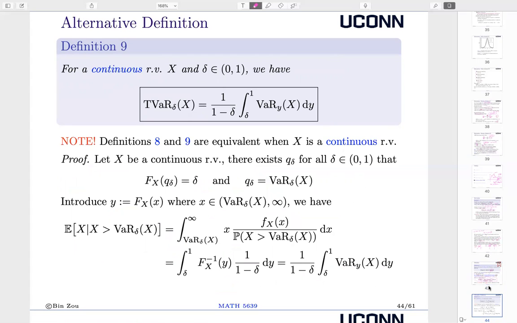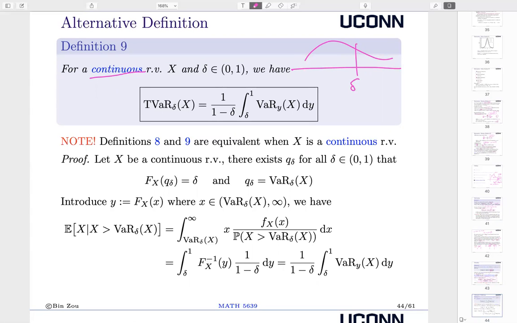Definition 9 is actually more meaningful, okay? And it's likely the one we often use to calculate TVaR. Here I start with this: assume X is continuous. Given delta between 0 and 1, I have this. This has more meaning because I can directly say TVaR is defined as the average of all VaRs between delta and 1.